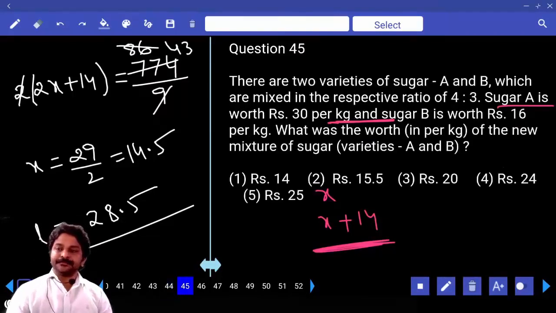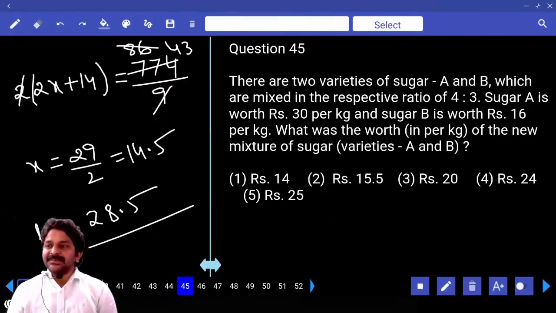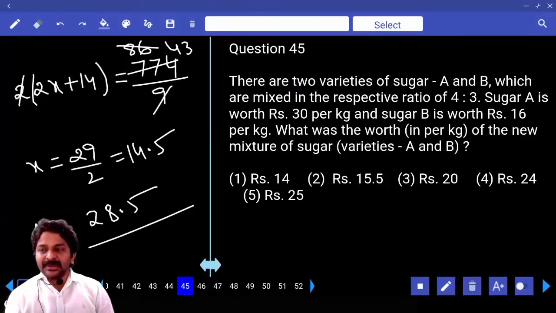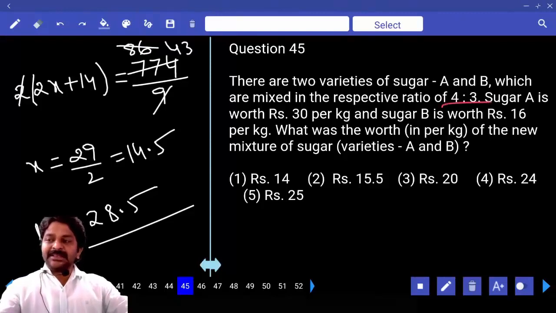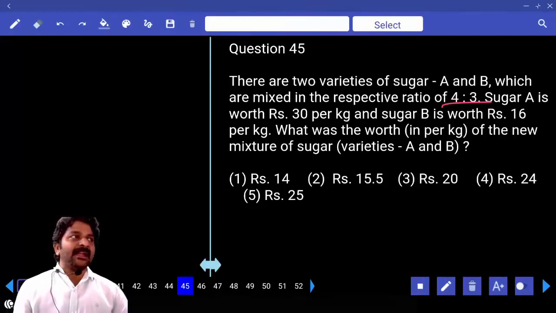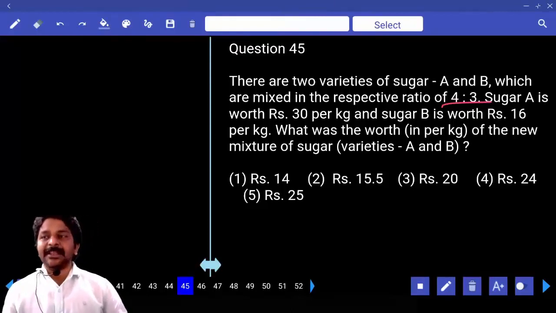Done. There are 2 varieties of sugar A, B, which are mixed in the respective ratio 4:3. Sugar A is worth 30 rupees per kg and B is worth 16 rupees. What is the worth of the new mixture of sugar? Okay. Now they are mixed in the respective ratio 4:3. Can I start with 4 kgs of first variety and 3 kgs of second variety?